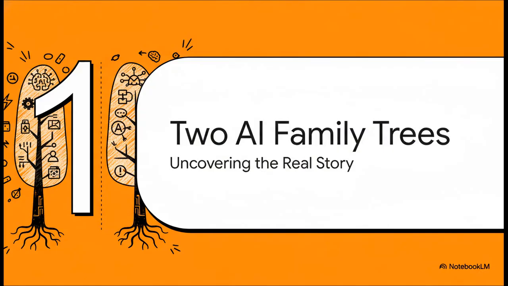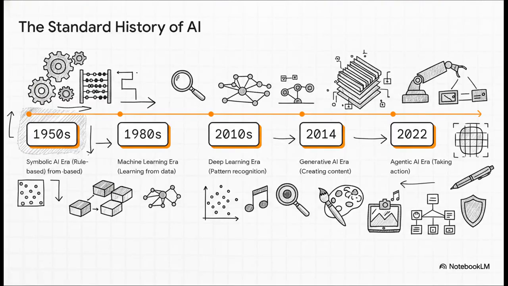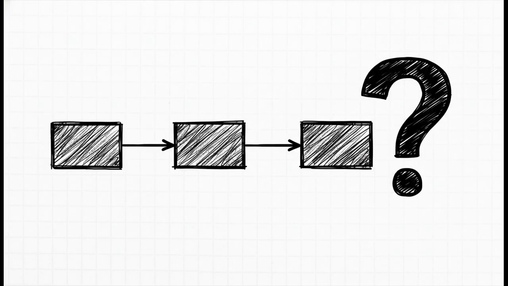Okay, so if the old story is wrong, what's the real one? Well, it turns out there's a much clearer way to see the entire AI landscape. And it all starts when you realize we're not looking at one family tree, we're looking at two. Now, this is the standard history most of us know. You've seen it before. It kicks off with rule-based symbolic AI back in the 50s, then moves into machine learning, then deep learning, then the huge generative AI boom, and finally lands us here, today, with agentic AI. It looks like a perfect, logical progression, one step just building on the last. So it seems obvious then that agentic AI is just the next domino to fall in this single line, right? But what if that neat, clean timeline is actually hiding the real story?